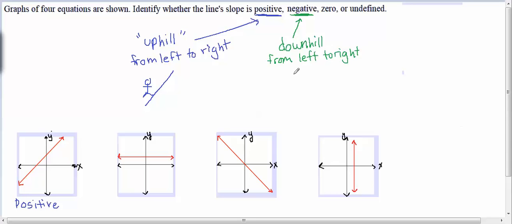So if we draw our same little person standing at the base, now they're going to be walking from left to right, going downhill. As they move from left to right, they need to go downhill. So looking at our pictures here, we can see there's one line with a downhill slope right here. So this line has a negative slope.